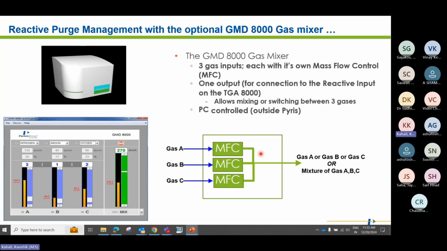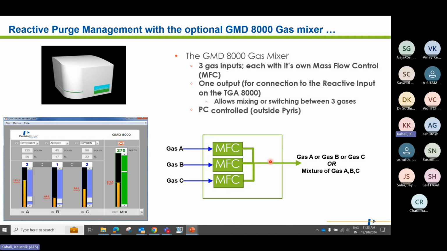And this is the optional gas mixing device. Just for your information, in future, if any application demands that you need to use a mixture of three gases or two gases in the system, you can go for this GMD 8000 gas mixer, which will again be software controlled and can be connected with the TGA. Here you can see you can give three different gases which are controlled by MFC, so the flow of these gases is very precise.